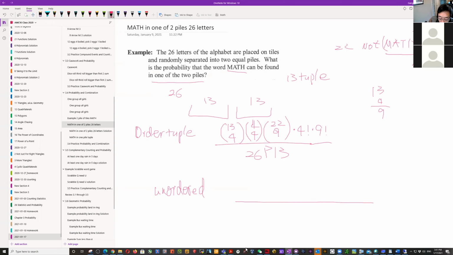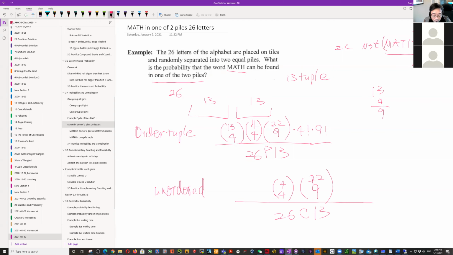Unordered, basically, it's 26 choose 13. And so I have no obligation to order them. I only need to pick letters. So it's much simpler. I have 4 pick 4. I have to pick all 4 letters of MATH. That's absolutely needed. Then for the remaining letters, I'm going to do 22 choose 9. So that's the way. And I think that's it.